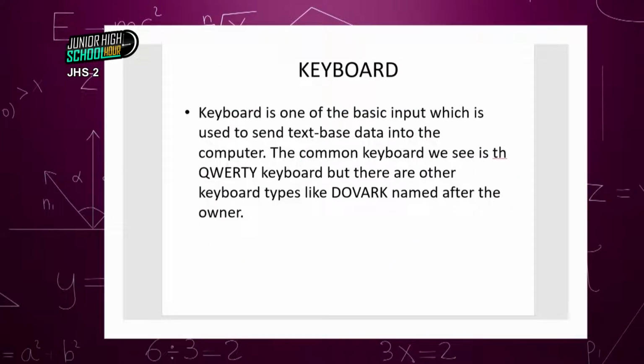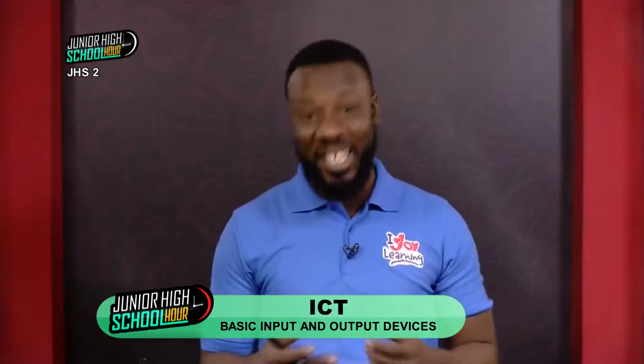Now, let's take the first input device, which is the keyboard. We have different types of keyboards, but we're going to talk about two. One is the QWERTY keyboard, and the other is called the Dvorak keyboard. With the QWERTY keyboard, we have ones which have 108 keys, some which have more than 108 keys, and some which have fewer. We call some the standard keyboard, some the advanced keyboard, and some even the multimedia keyboard. We call all these keyboards the QWERTY keyboard.